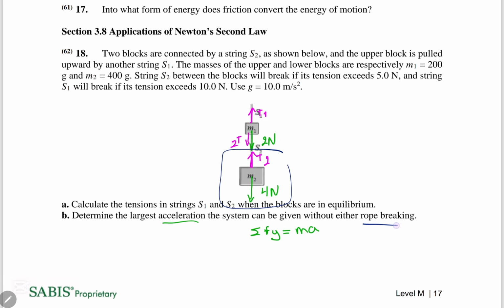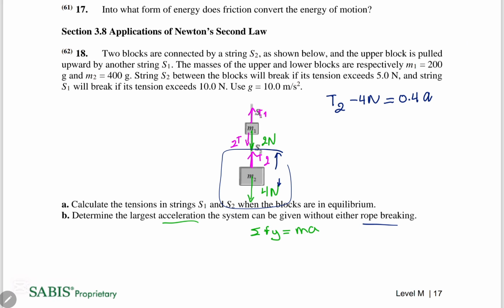Now, without either rope breaking, we cannot go downwards, because if we go downwards, it doesn't make sense because it's attached, I believe, to the roof, for example. So let's assume it goes up. So that would mean that tension 2 is stronger than 4 newtons. So we'd have to do tension 2 minus the weight. So the tension minus the weight would be equal to the mass of block 2, which is 0.4 kg, times the acceleration.